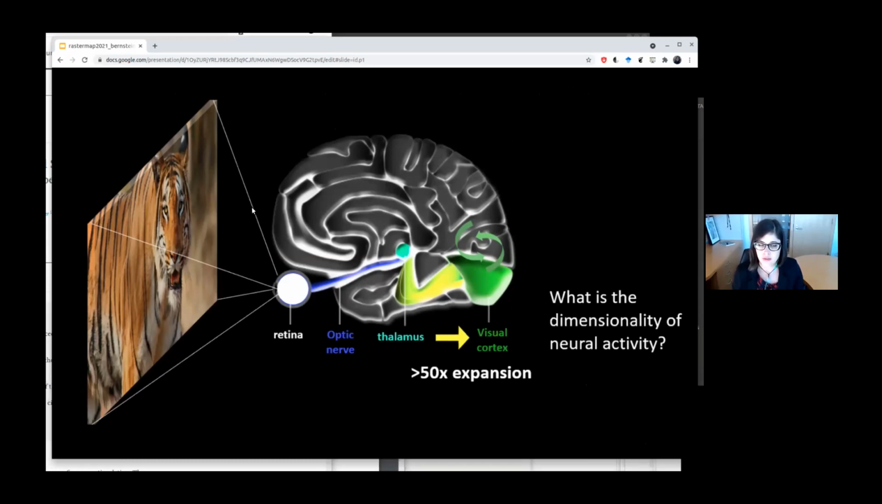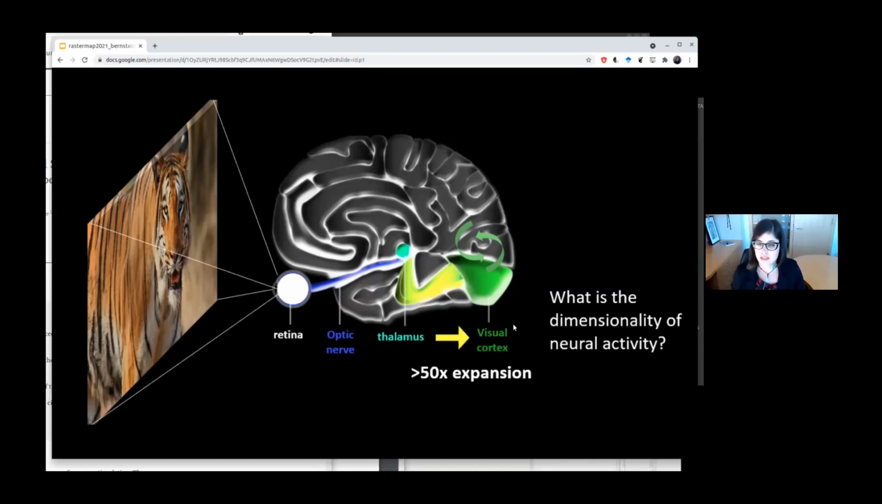All right, so this first question is what is the dimensionality of neural activity? You basically have these images that your retina sees, and these images get sent to your thalamus, and then they get sent to your visual cortex. And there's around 50 times more neurons in visual cortex than in thalamus, in mice and humans. So you have this question of what is this expansion used for? If, for instance, there are 50 neurons in visual cortex that all do the same thing as one thalamic neuron, then this would be a redundant low dimensional representation.